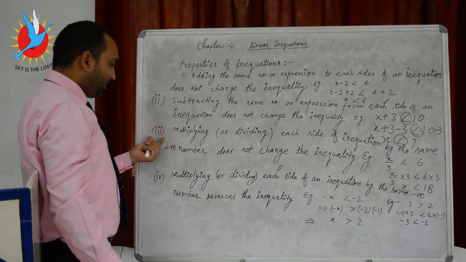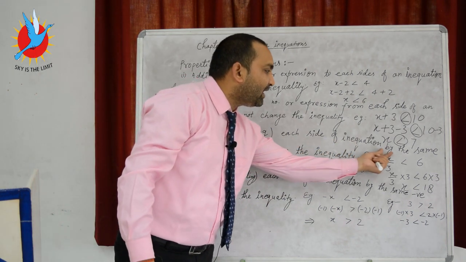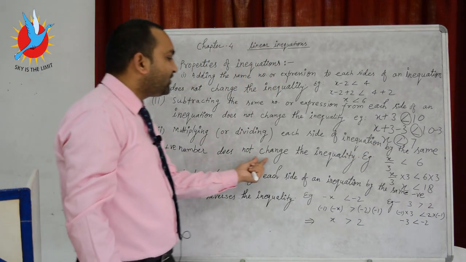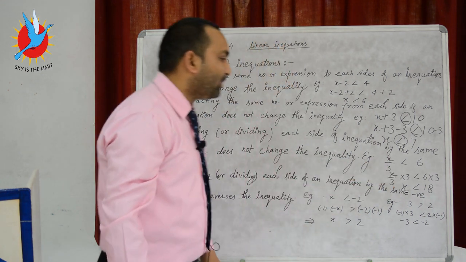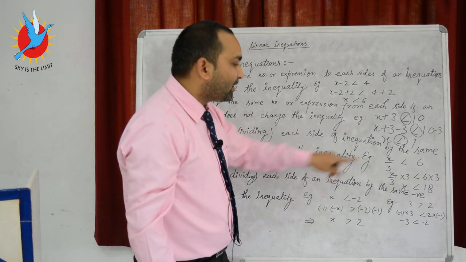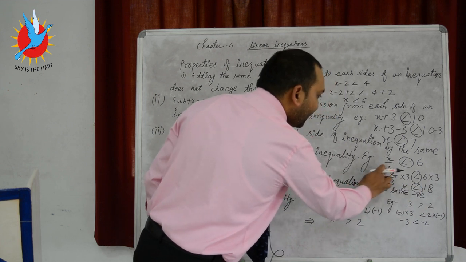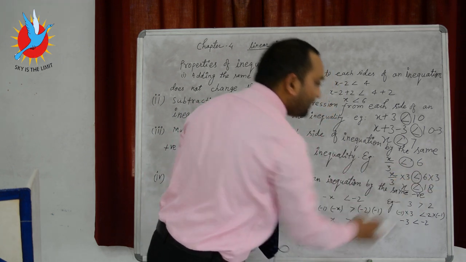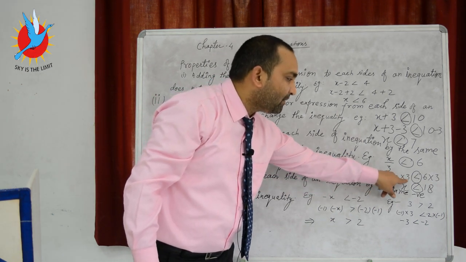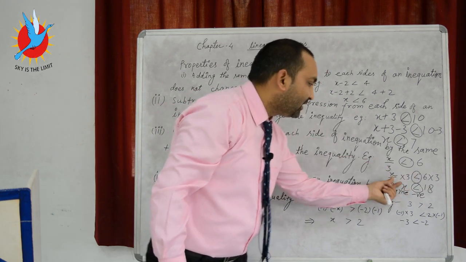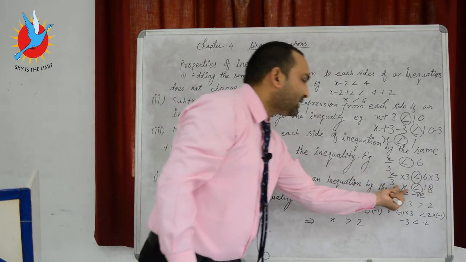The third property is multiplying or dividing each side of an inequality by the same positive number does not change the inequality. It means when we divide or multiply by the same number, the inequality remains the same. Here x by 3 is less than 6. When we multiply by 3 on both sides, x by 3 into 3 is less than 6 into 3, that is x is less than 18. So x is less than 18.